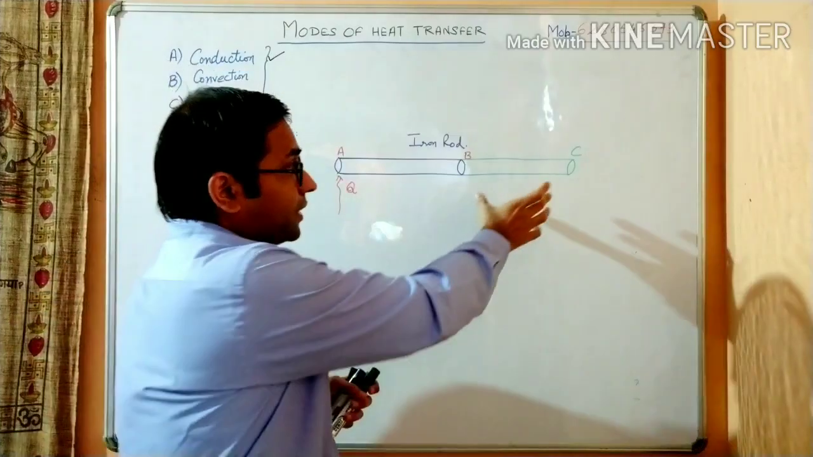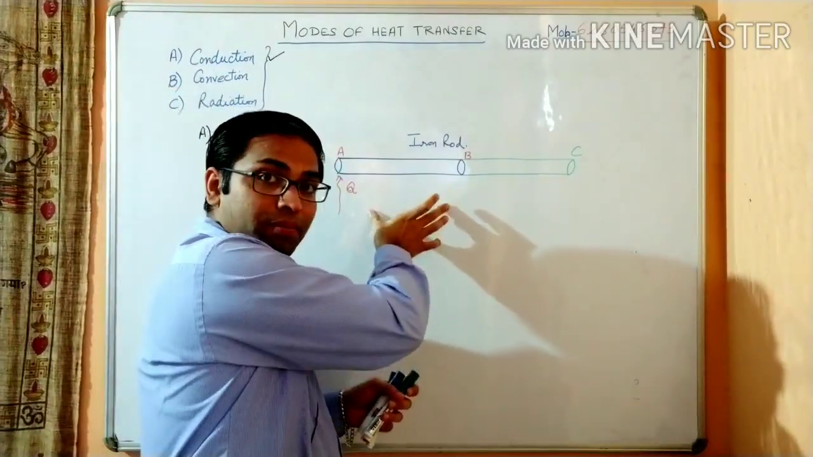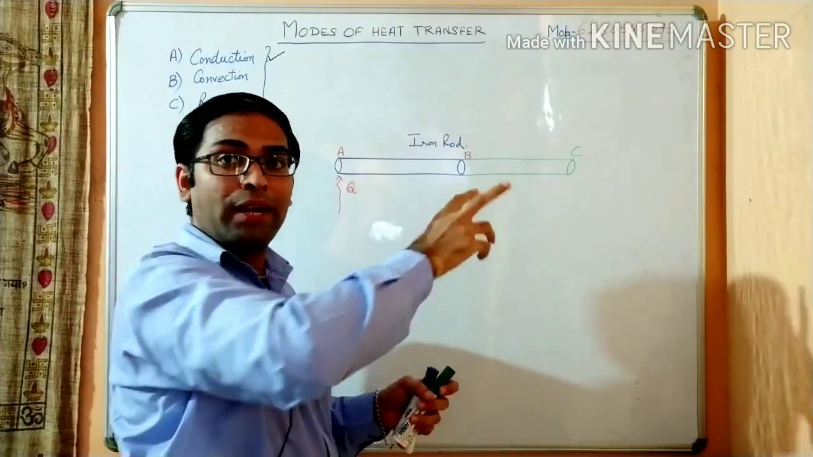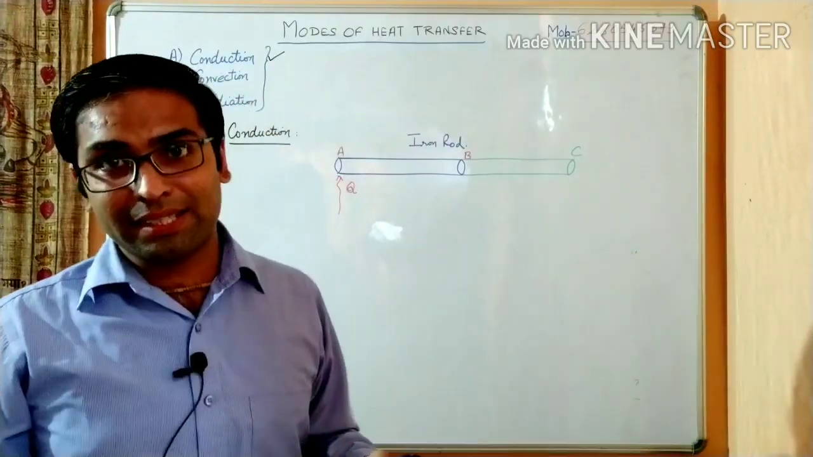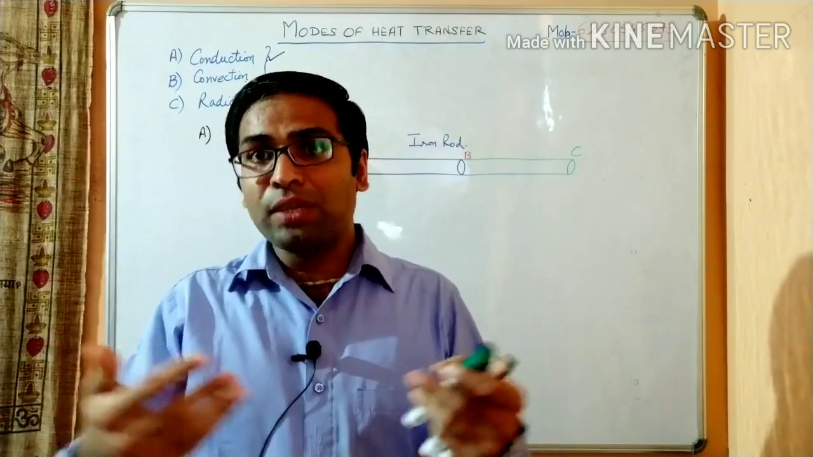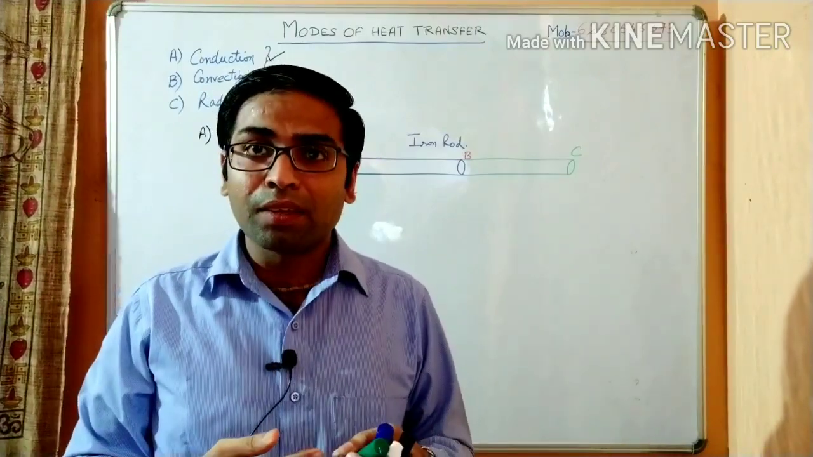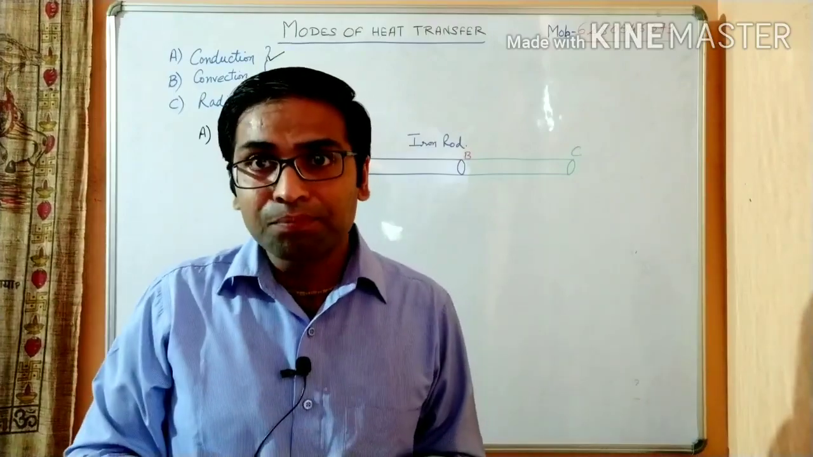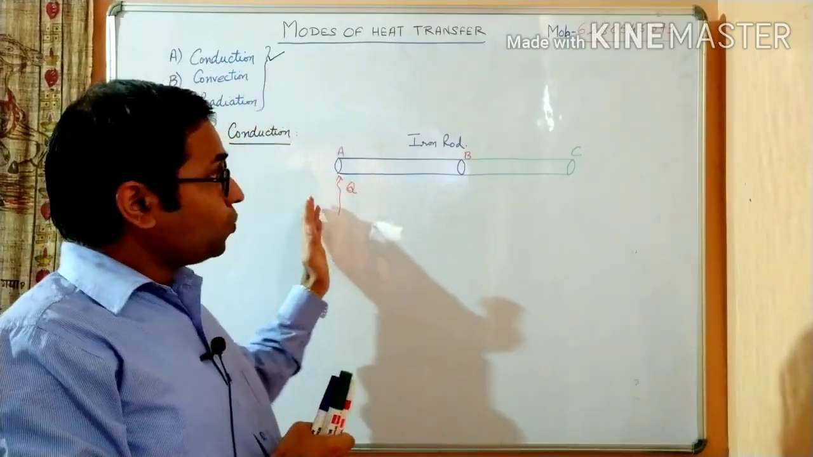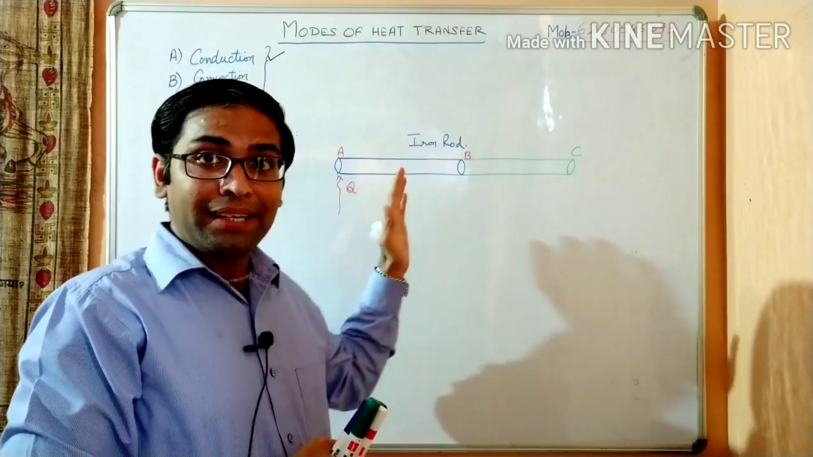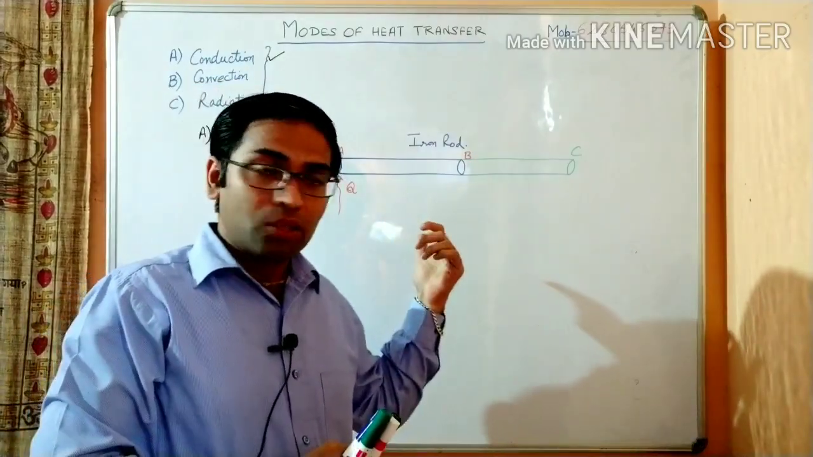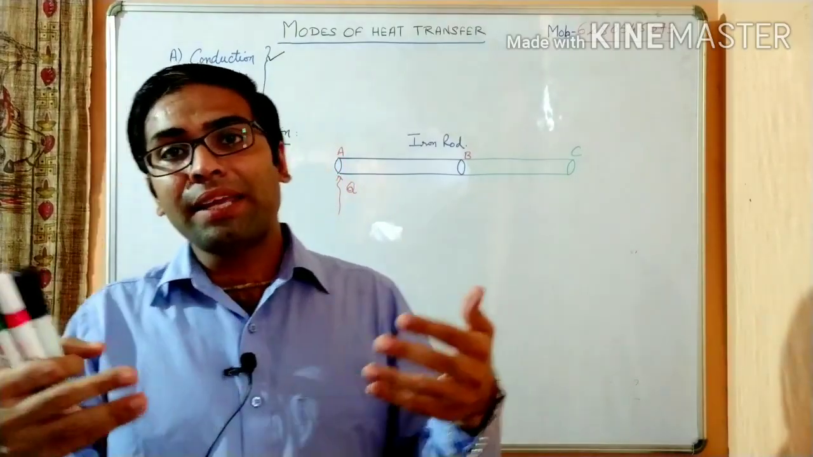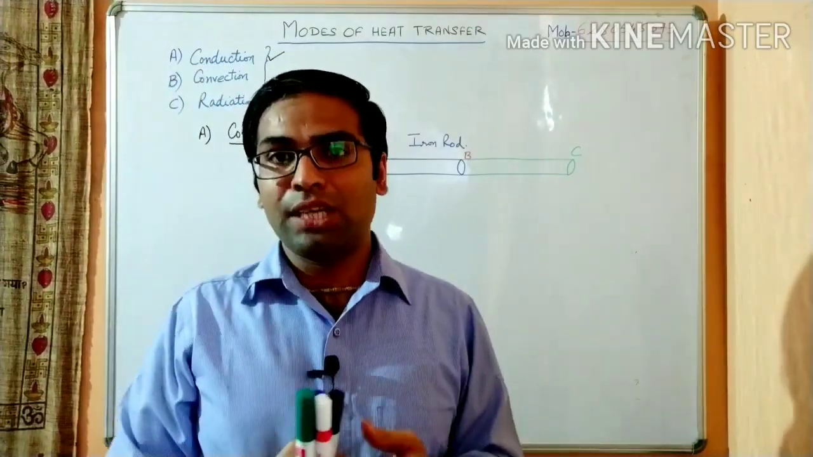Note that this rod is different from this rod. This material may be different from this material. These are two different rods, two different objects, but these are in direct physical contact with each other. So this is also the heat transfer from end A of one body to end C of another body, provided the two bodies are in direct physical contact with each other.